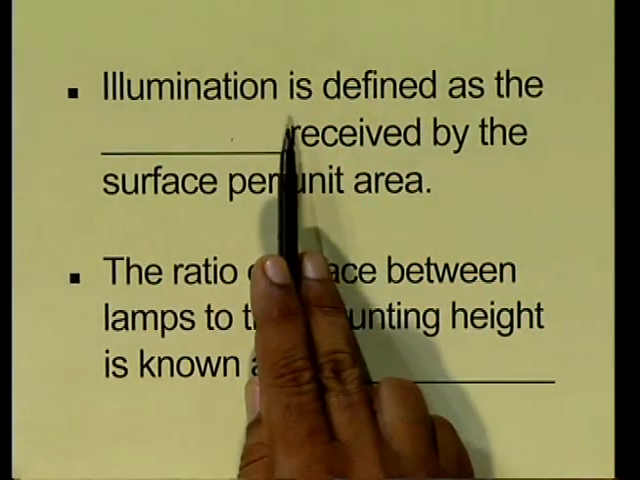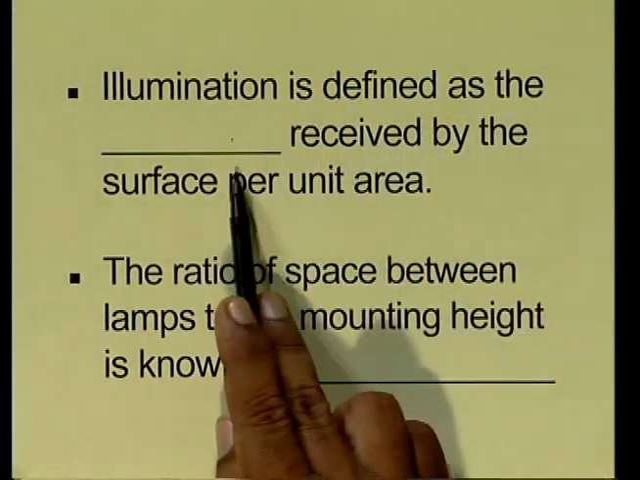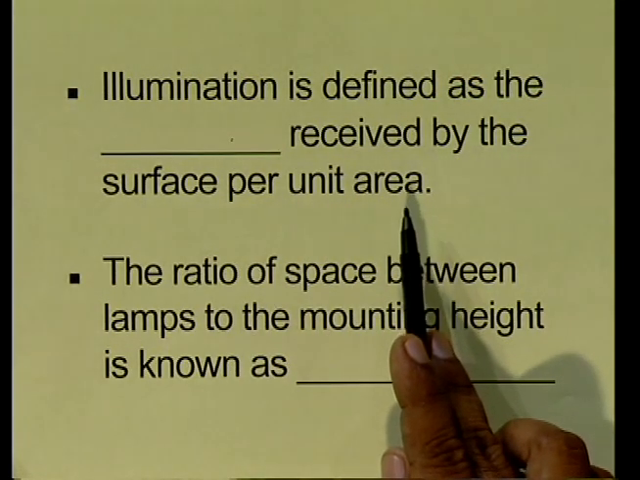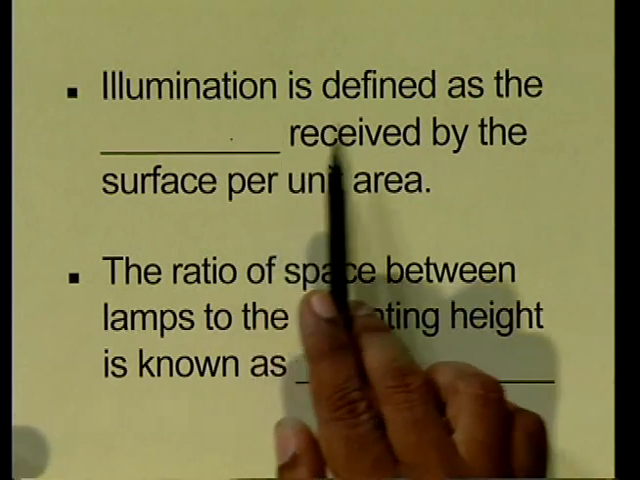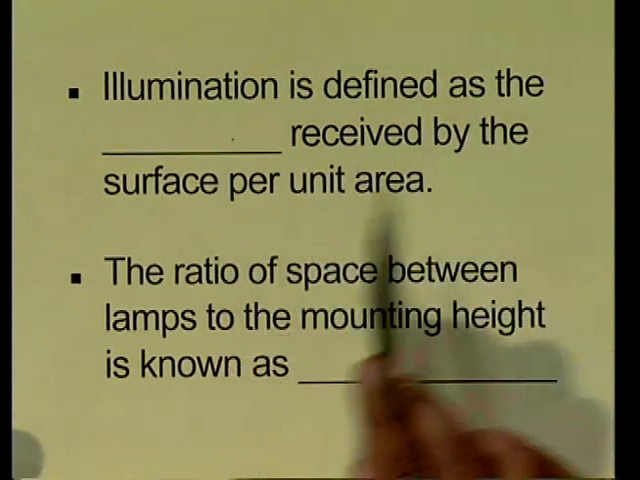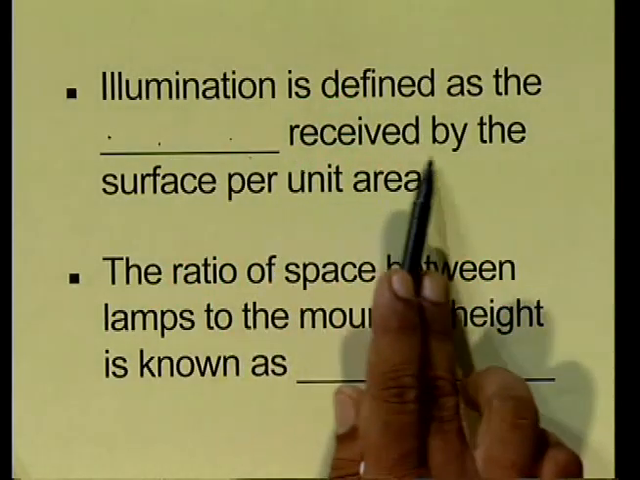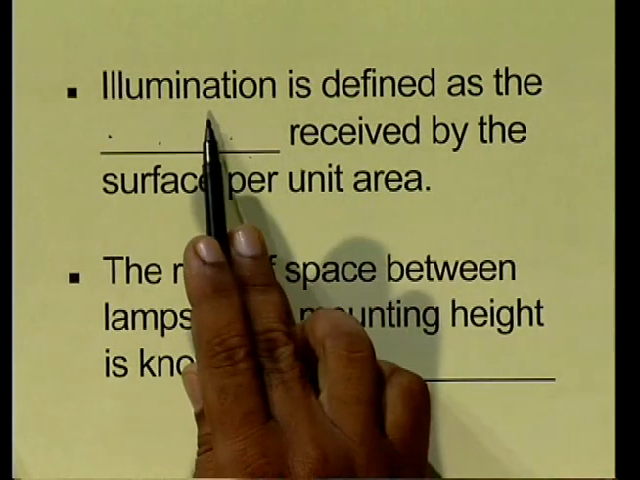Next, we will have some fill in the blanks type of questions. Question 1: illumination is defined as dash received by the surface per unit area. So, we should know the definition of illumination. The answer is luminous flux. You have to write luminous flux received by the surface per unit area is denoted as illumination.